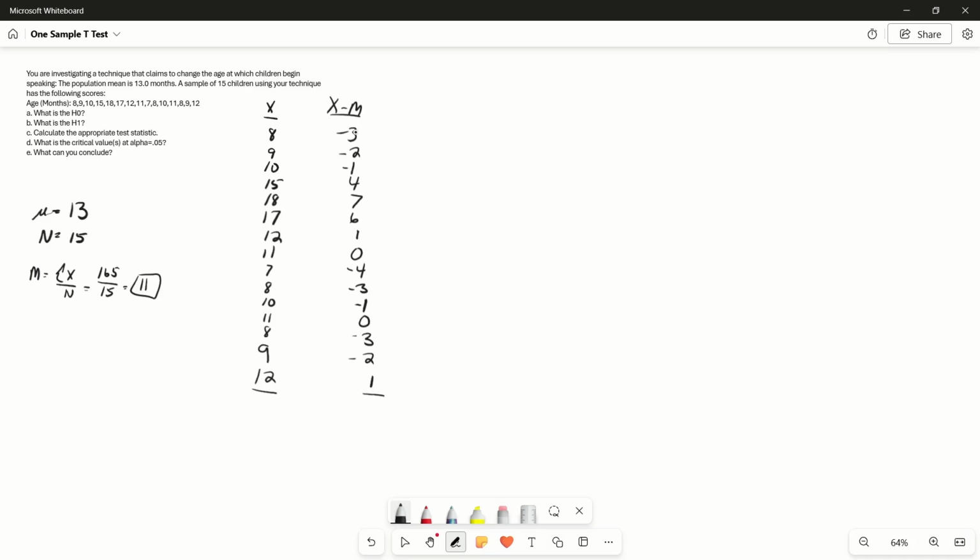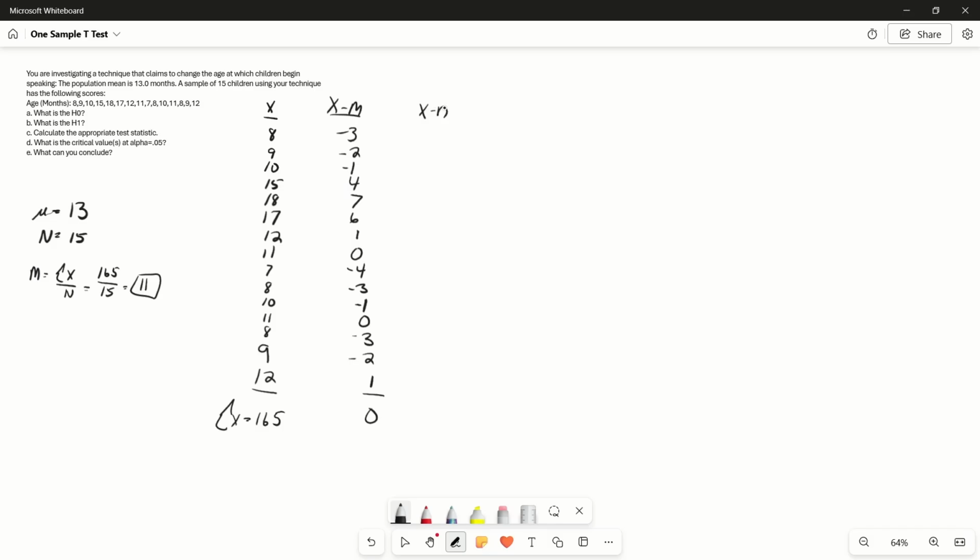Now this should add up to 0. So negative 2, 5, 11. So that is equal to 0. This is obviously equal to 165.